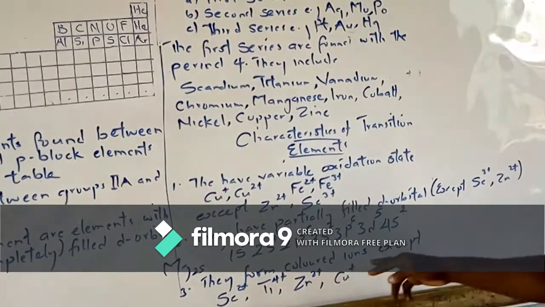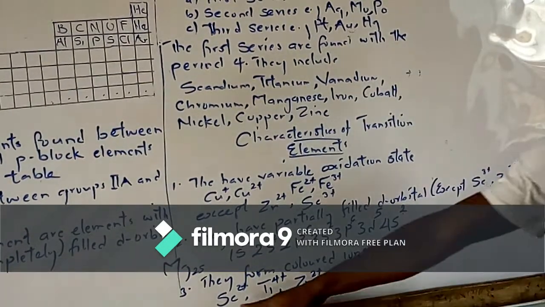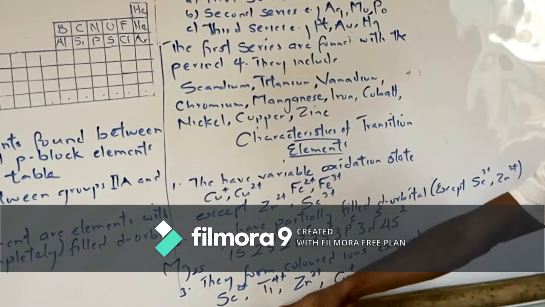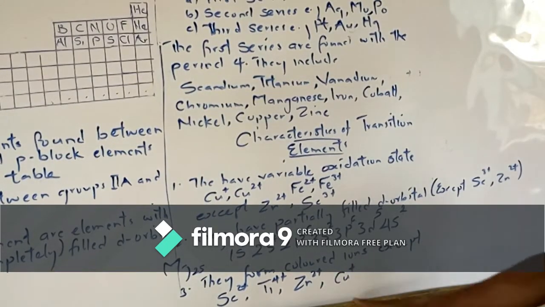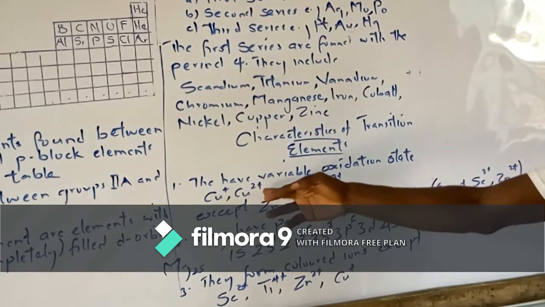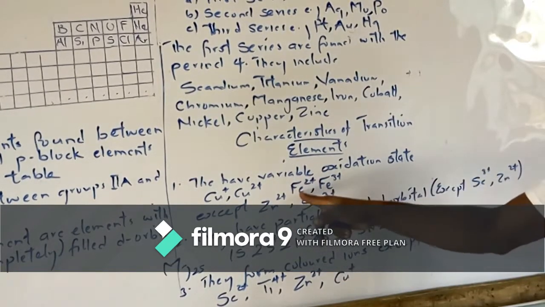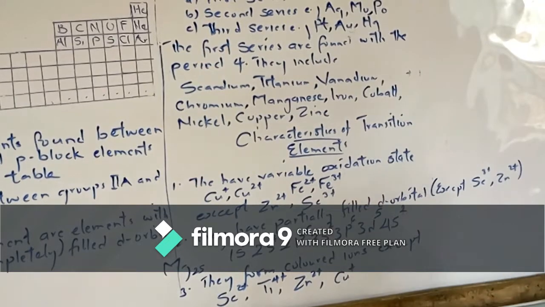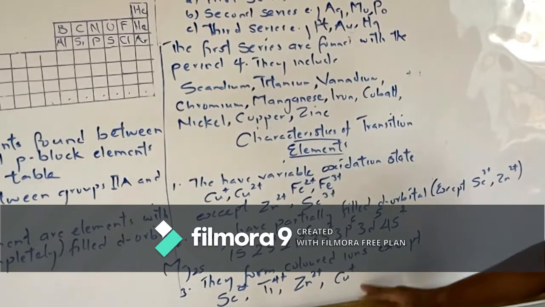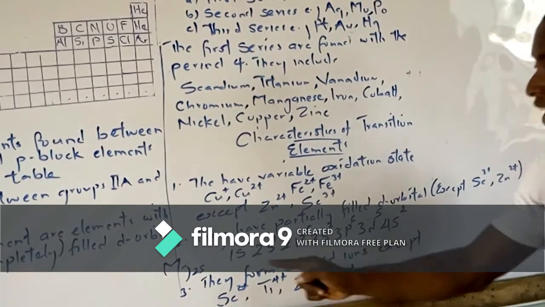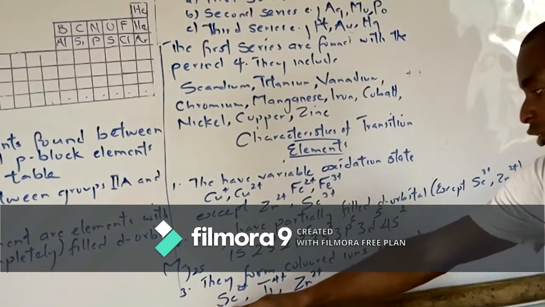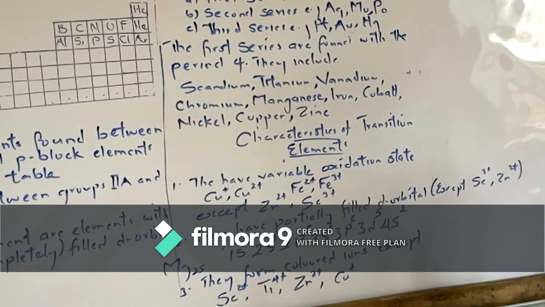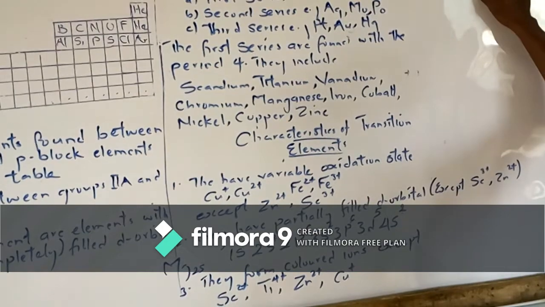Now let's move on. They form colored ions, except scandium does not form a colored ion. Titanium does not form a colored ion. Zinc again does not form any colored ion, and copper 1 plus. Copper 2 plus of course is blue in color. Iron 2 plus is greenish in color. Iron 3 plus is brown in color, and sometimes yellowish, light yellow. But these ones are not obeying these characteristics of transition metals. Scandium, titanium, zinc, and copper 1 plus do not form colored substances.